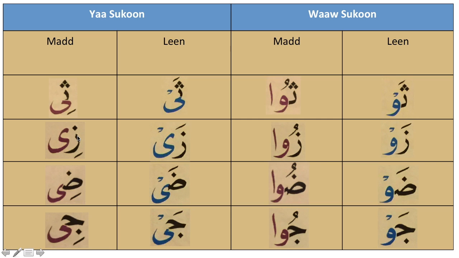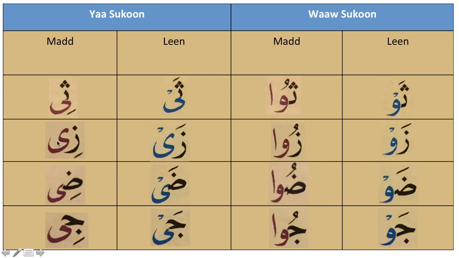Next we have za fatha ya sukoon zay. But this one is za kasra ya sukoon zi. This is zay and this is zi. So let's start from right to left. ذا فتحة ياء سكون ذو. ذا ضمة واو سكون ذو. The first one was leen and the second one was mad. huroof-ul-leen. Next we have ذا فتحة ياء سكون زي.